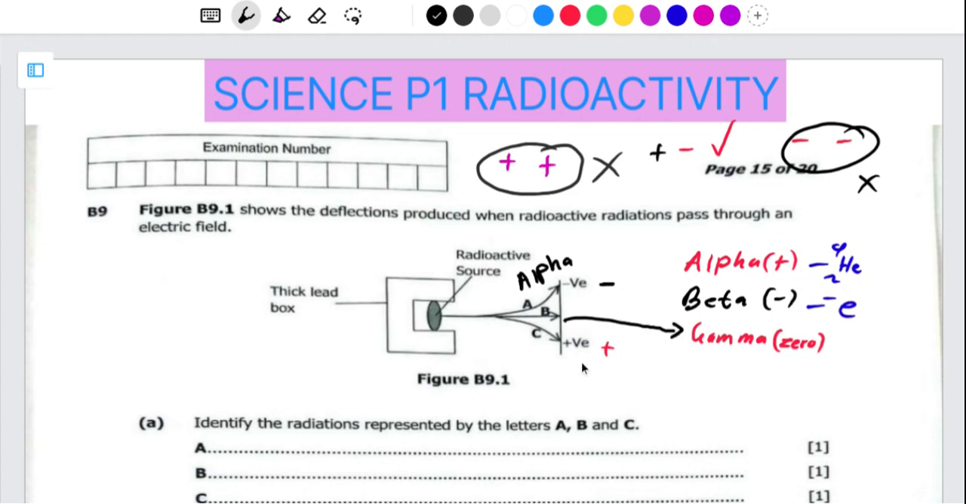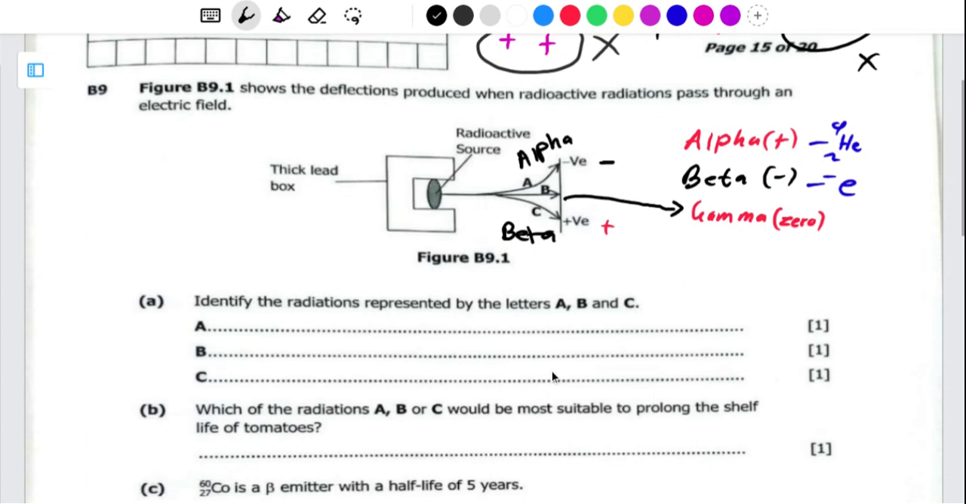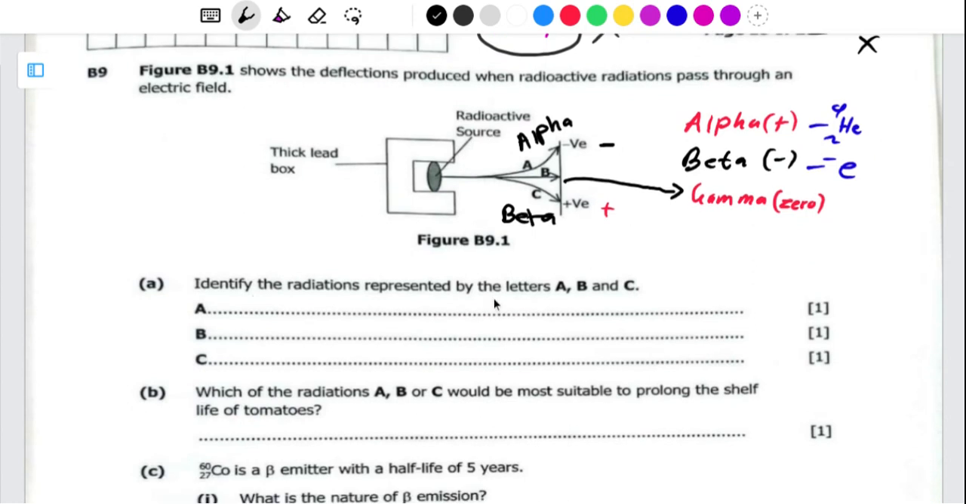Then for C, definitely it is going to be beta, because here we have a positive charge and beta is negative. So negative is going to follow the positive charge. Alright, so identify the radiations represented by the letters A, B, and C. A is alpha radiation. Then B is gamma radiation. Then C is beta radiation.